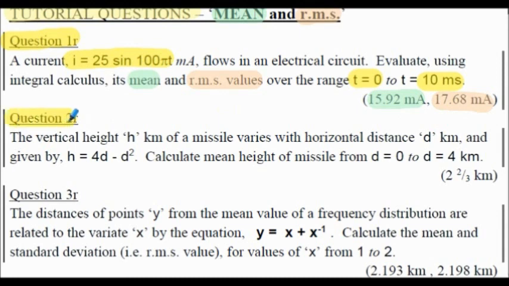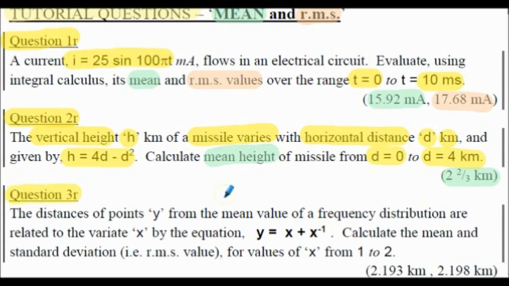Question 2R. We're given that the vertical height h, in kilometers, of a missile varies with the horizontal distance, labelled as d here, in kilometers. And we're given a relationship between h and d. So we've got to calculate the mean height, given the limits of d to be 0 and 4 kilometers. So no r.m.s value is calculated here. The answer is shown in the bracket. And finally, question 3R. We're essentially given an equation, y is equal to x plus x to the negative 1.